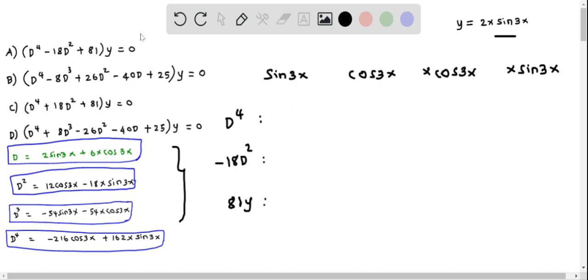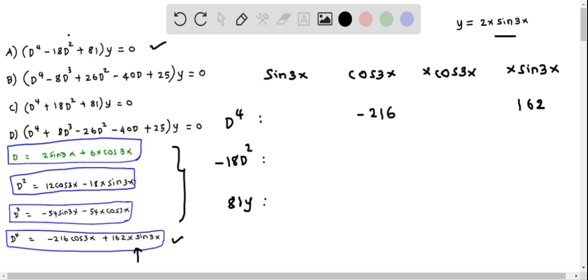So how I'm going to do this is, I'm going to first consider this first differential equation. It's basically adding the derivatives D4 minus 18D squared plus 81 of y, which I have written over here. And I'm going to write only the corresponding coefficients under the corresponding columns. So in D4, we have negative 216 cos 3x. So I'm going to put negative 216 under the cos 3x column, and we then have 162x sine 3x. So I'm going to put only 162 under the column x sine 3x.